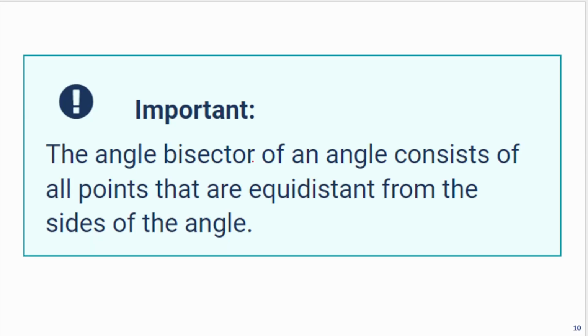And this tells us another important property. The angle bisector of an angle consists of all points that are equidistant from the sides of that angle.